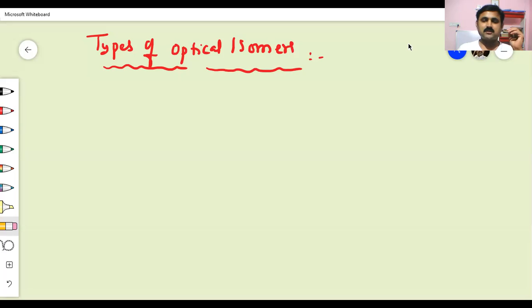In this lecture, I would like to discuss the types of optical isomers and the details, and moreover, I'd like to tell what the important classifications of optically active compounds are, and some formulas to calculate the number of optical isomers, and all these details in this lecture. Let us move to the class.